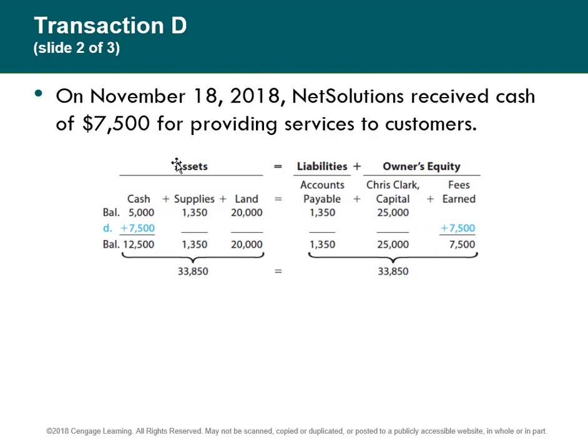So they received cash of $7,500 for providing services to customers. Cash increased by $7,500 and equity increased by $7,500. My total assets still equal my total liabilities plus equity.